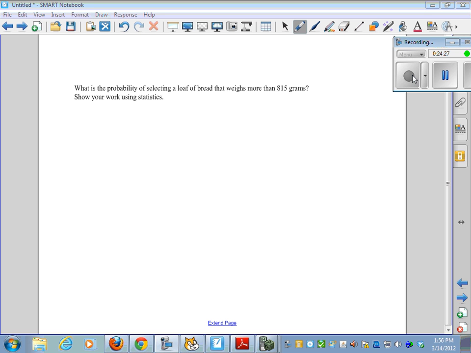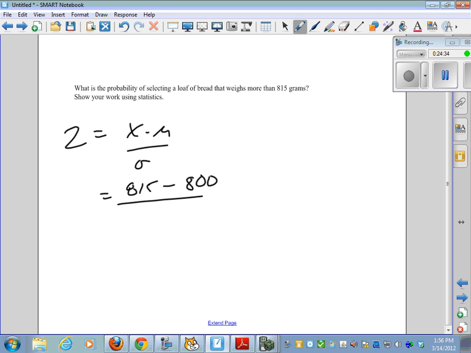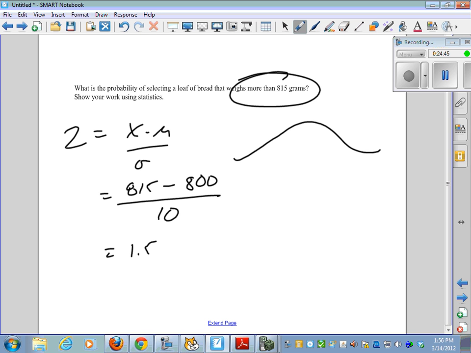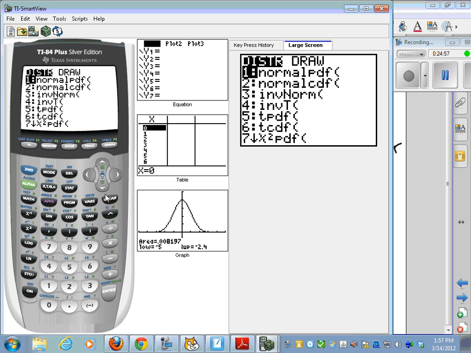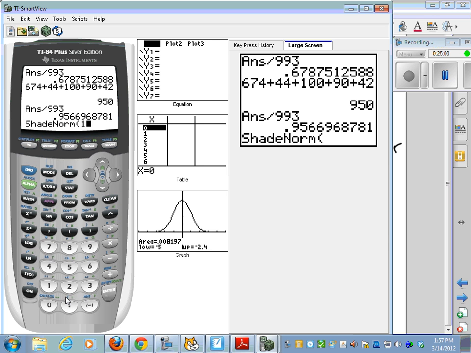So the first step is to go Z equals X minus mu all over sigma. So I got 815. What was my average? 800. Standard deviation was 10. 815, that's 1.5 is my Z score. I've got more than 815, right? So I shade from 1.5 to plus 5, right? Second function shade norm from 1.5 to 5.